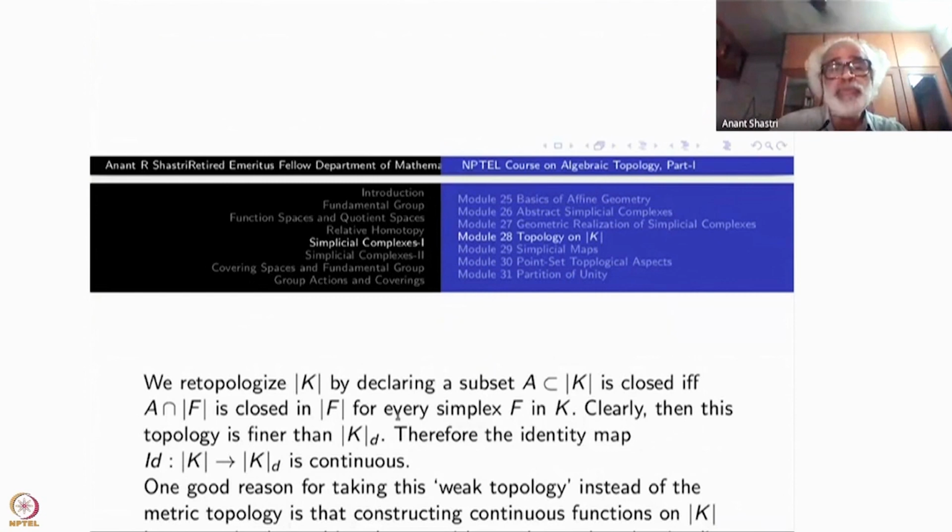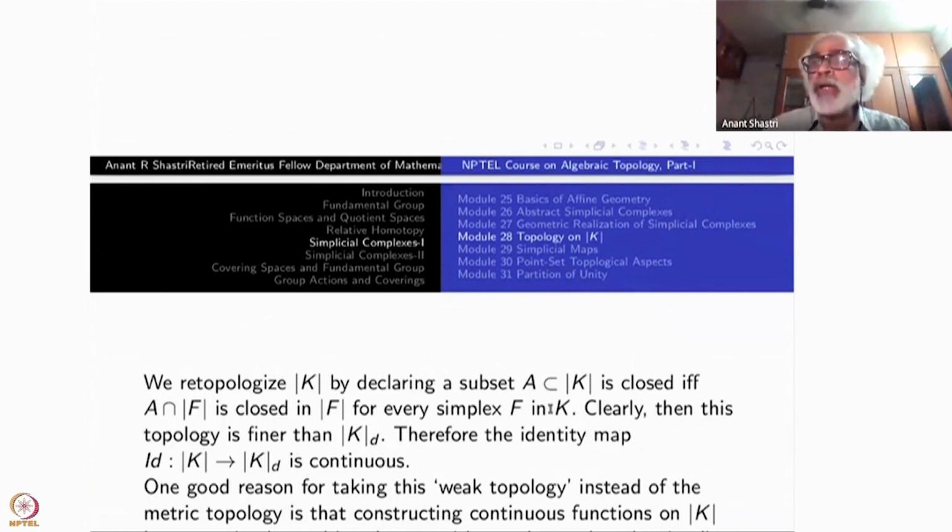So this property, which we have verified for when K is finite, becomes the defining property for the topology. A subset is closed if and only if its intersection with each F is closed. So this is the weak topology with respect to the family of closed subsets. Clearly, then, this topology is finer than KD.